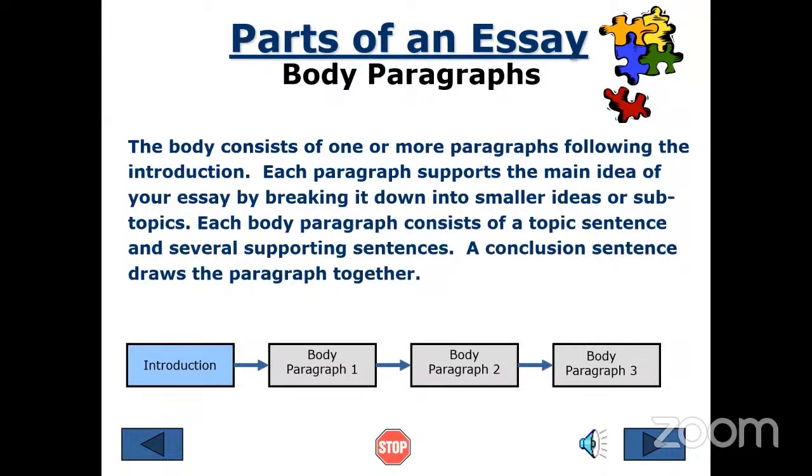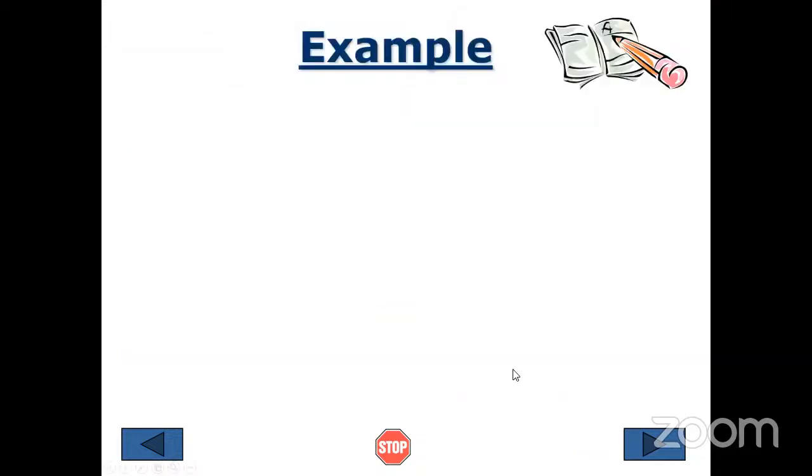Each body paragraph consists of a topic sentence and several supporting sentences. What is a supporting sentence? If I'm going to say something, then I need to support that idea that I already explained, right? Exercising is the best choice to lose weight. So I have to support that main idea that I just said, okay? Each body paragraph has a conclusion sentence that draws the paragraph together, okay? So we have in this case three paragraphs, body paragraph number 1.